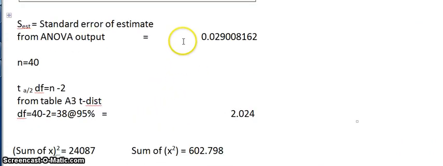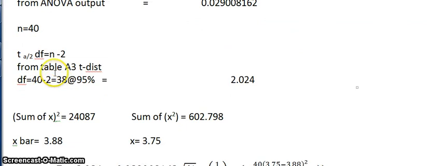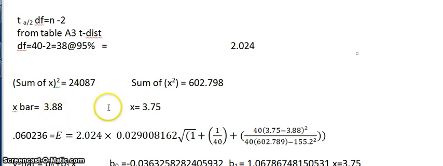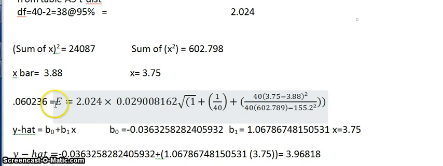Our standard error estimate from ANOVA is as follows. Our t-table distribution for 95% at 38 degrees of freedom is 2.024. Sum of all the x's squared is 24,087. Sum of x squared is 602.798. X bar is 3.88. X equals 3.75. Here's the following numbers in the equation needed to find the error.